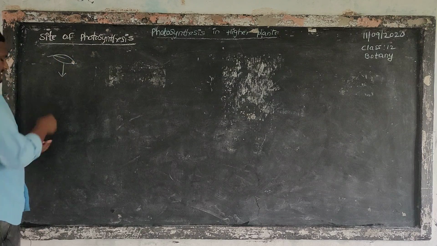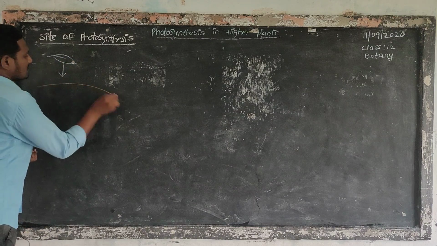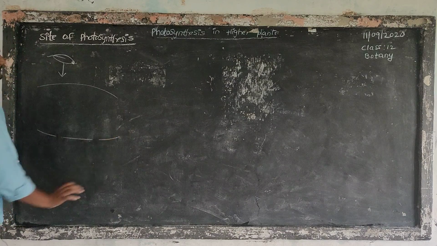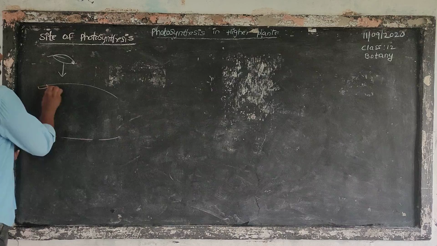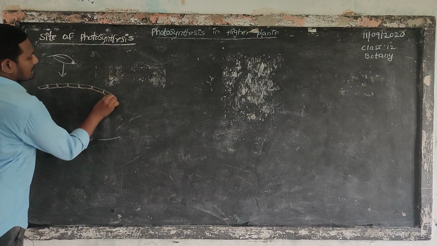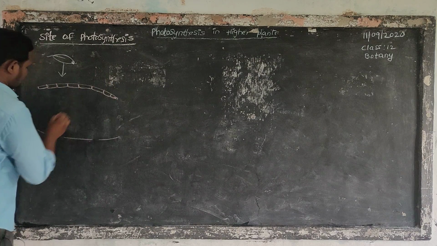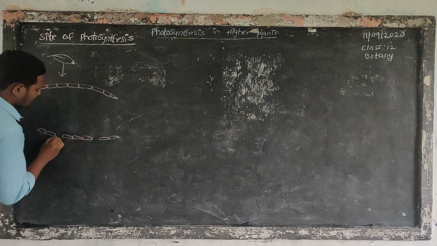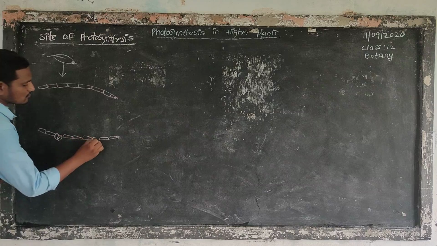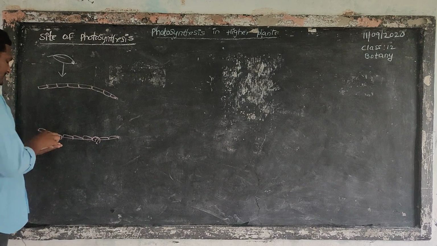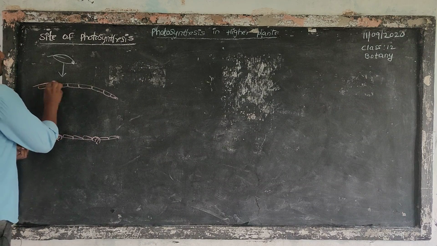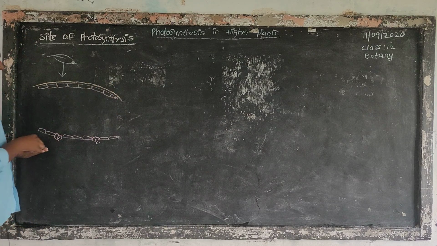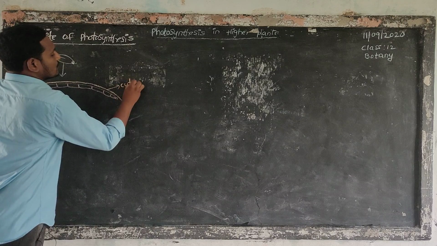Leaf internal structure. So this is the upper epidermis, this is the lower epidermis. Upper epidermis cells are arranged like that. The lower epidermis contains stomata as usual. The upper epidermis contains one more layer at the outside, that is the cuticle layer. So this is the cuticle.